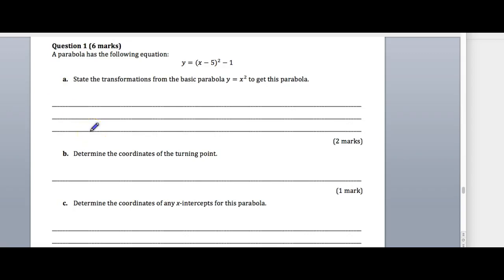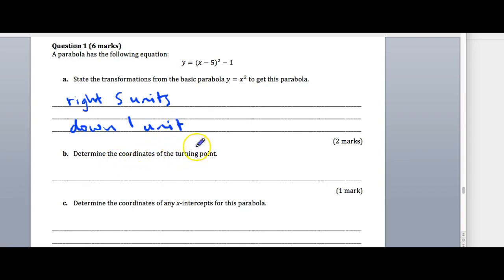State the transformations from the basic parabola, y equals x squared, to get this parabola. Also, just so you know, the extended response questions in 2017 are more application style, so you've got the context, not just a skills-based question. So this one here, we have 5, which means we move to the right 5 units along the x-axis, and then down 1 unit.